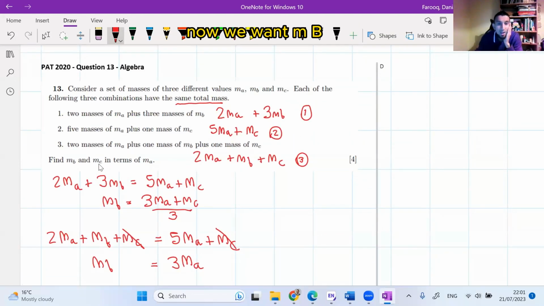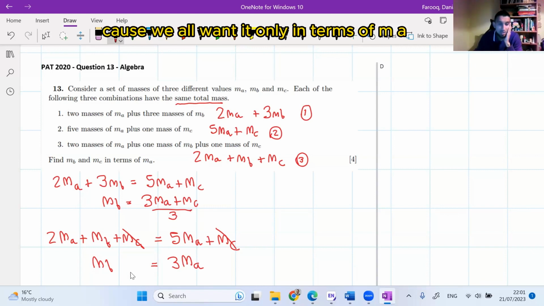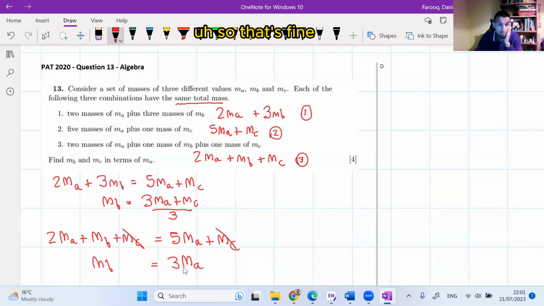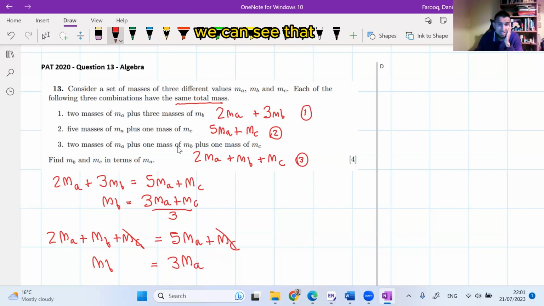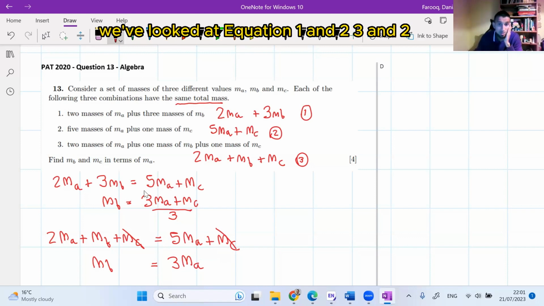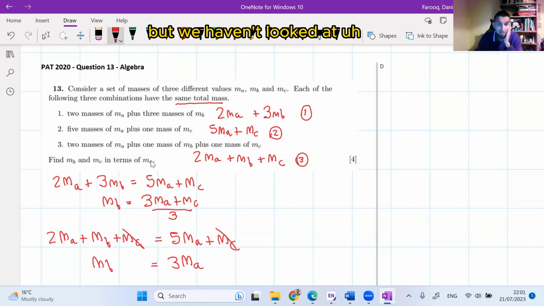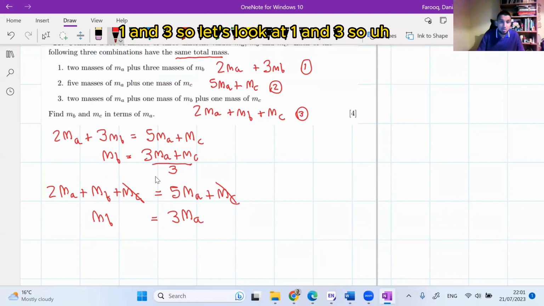Now we want Mb and Mc both in terms of Ma, and we have to really think about this. We have Mb here, and that is equal to 3Ma, so that's fine, Mb is done. However, now we need to find Mc in terms of Ma. We can see that we've looked at equations 1 and 2, 3 and 2, but we haven't looked at 1 and 3. So let's look at 1 and 3.